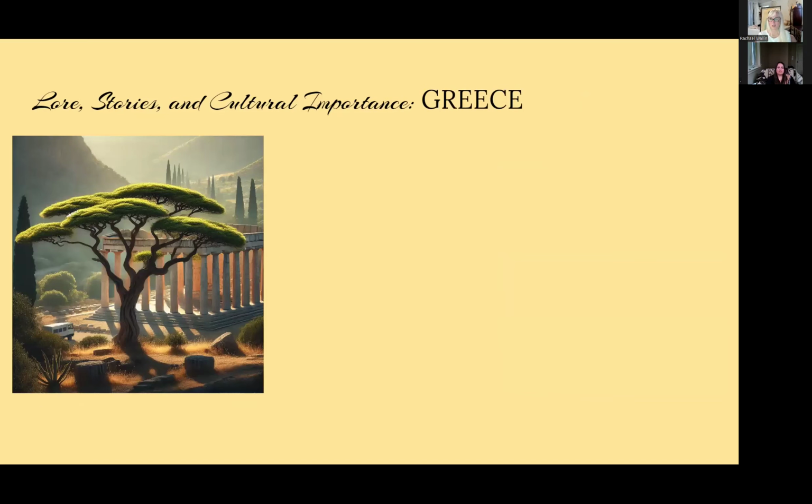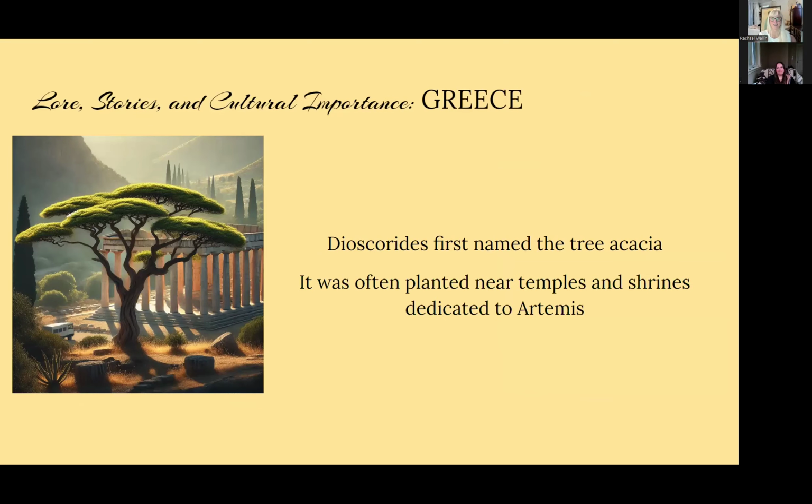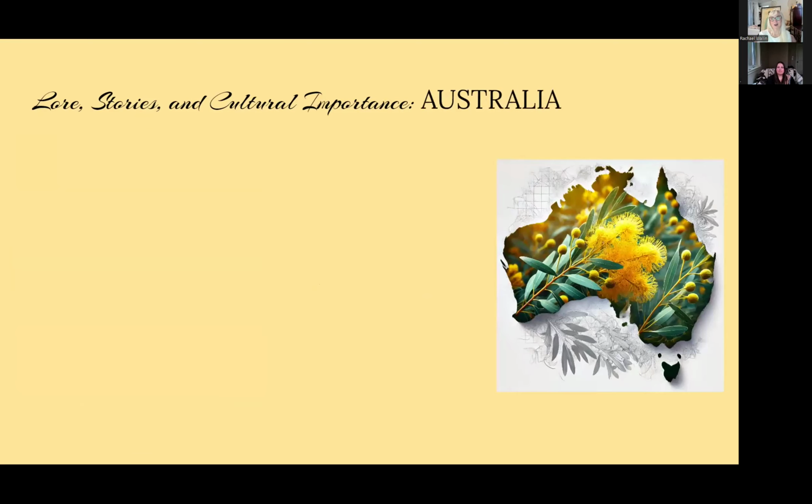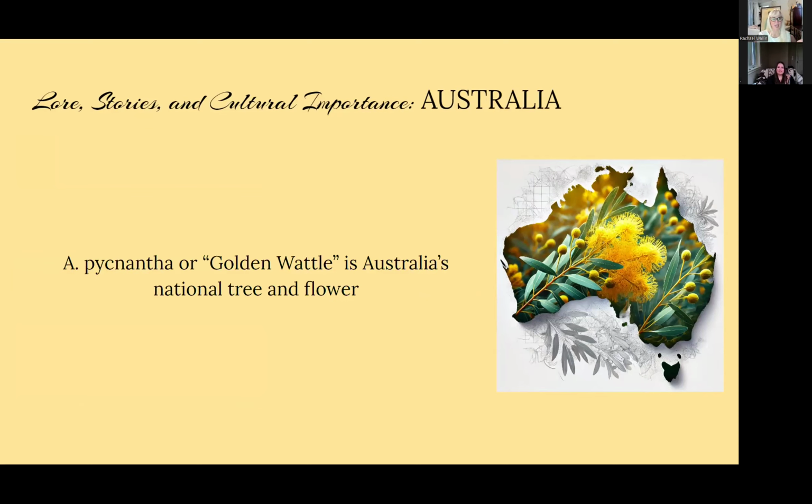In Greece, acacia is also important. Our friend Dioscorides first named the tree acacia. So he was the first person that said, this is acacia. And it was also often planted near the temples and shrines that were dedicated to Artemis. It's also very important to Australia. Obviously, like 900 of the 1,000 or so species are native to Australia. And Acacia pycnantha, or golden wattle, is Australia's national tree and flower.